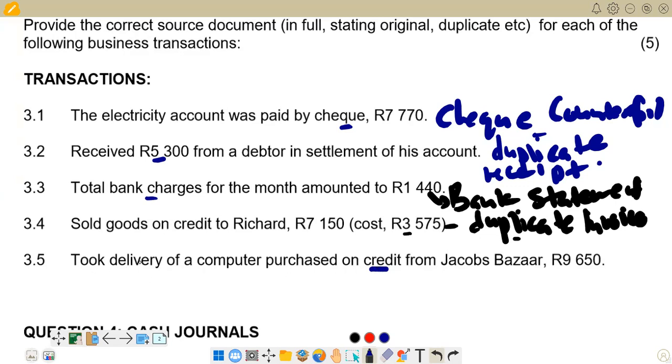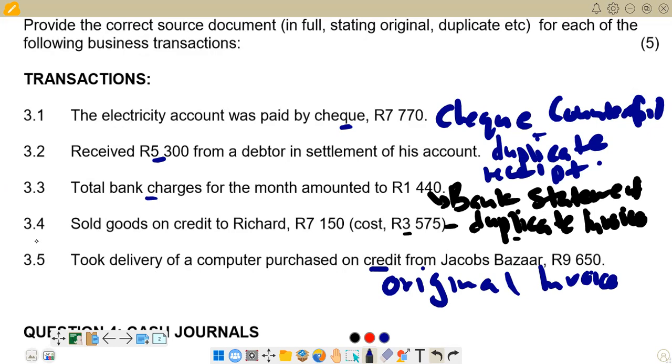But here it's saying took delivery of a computer. It means this person is the one who is taking delivery of a computer purchased on credit, the one who is purchasing or making the payment. So the person who is purchasing will receive an original invoice. The one who is selling or issuing the goods is the one who remains with a duplicate invoice.